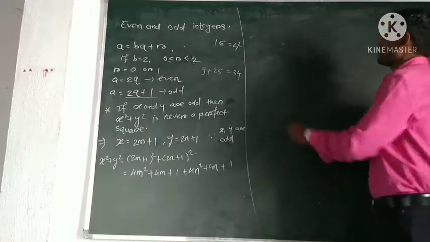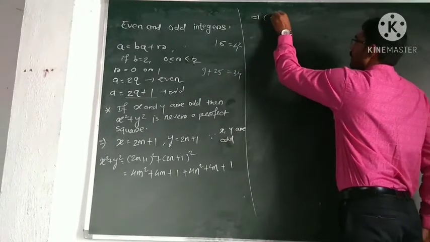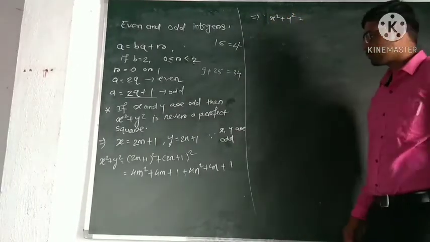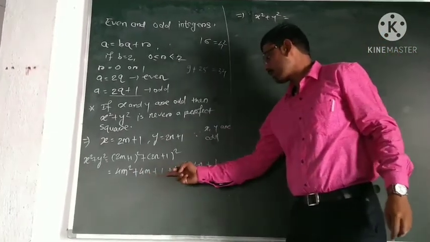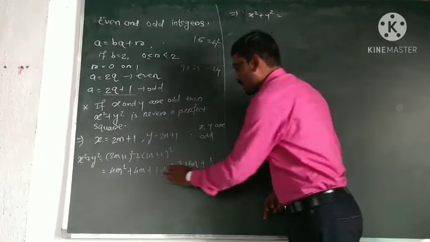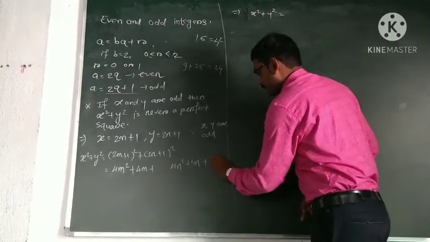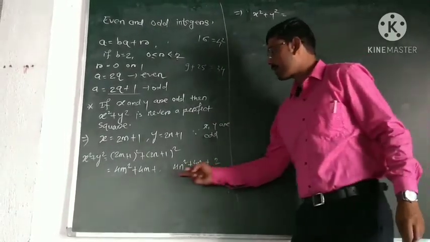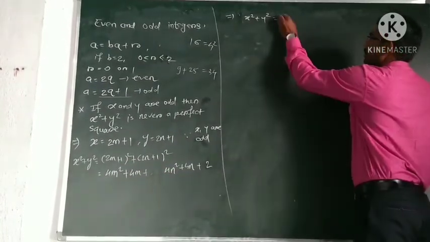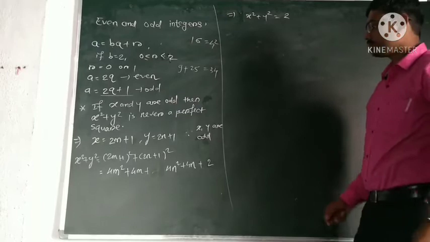This implies x square plus y square is equal to 4m square plus 4m. Now 1 plus 1 becomes 2, so I will write plus 2 here. Then we can take 2 common from each term, so this is equal to 2 times.